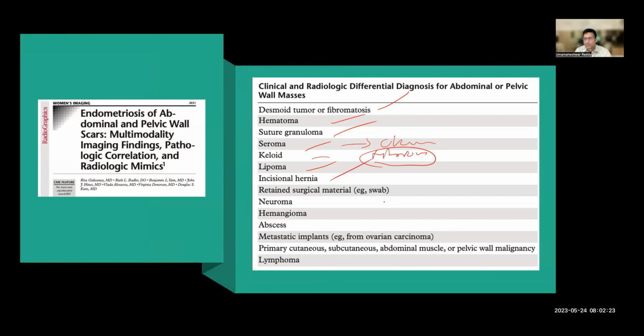Incisional hernia, Valsalva maneuver can help, and sometimes a retained surgical material. Extremely rare in the abdominal wall and subcutaneous site. Intra-abdominally, you can get confused. A neuroma, hemangioma, abscess, and all these things are differential diagnoses.